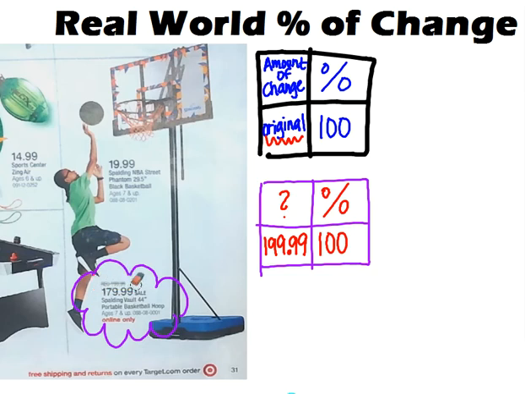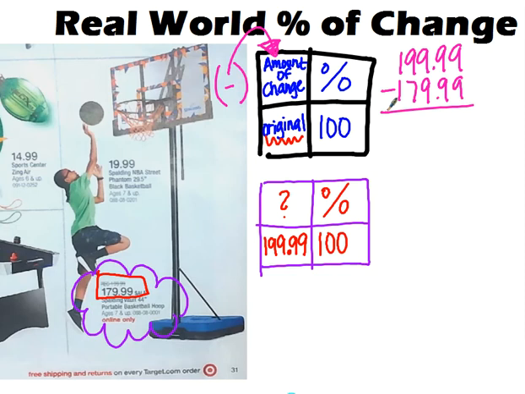So if we come over here and we look again at the original price and the sale price, we can find the amount of change, right? The amount of change is just basically the difference between those two prices. So anytime you want to find the amount of change with a percent of change question, you're going to do some subtraction. So to find the amount of change, we would do 199.99, which was the original price, minus 179.99. And you can probably already see that's going to be a $20 difference, okay? So right here in our amount of change section in our proportion box, we're going to put the $20.